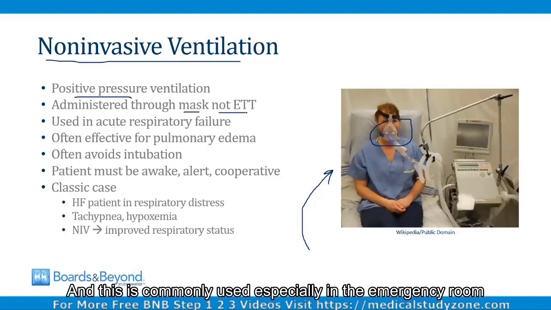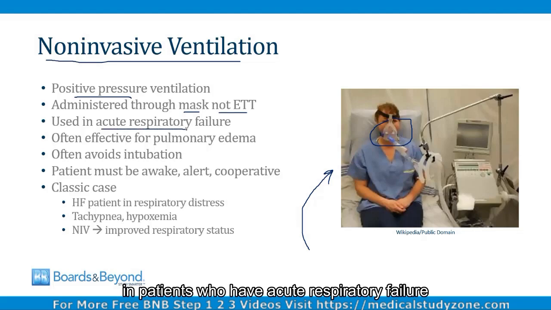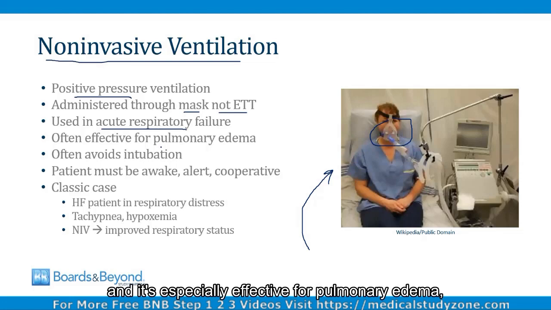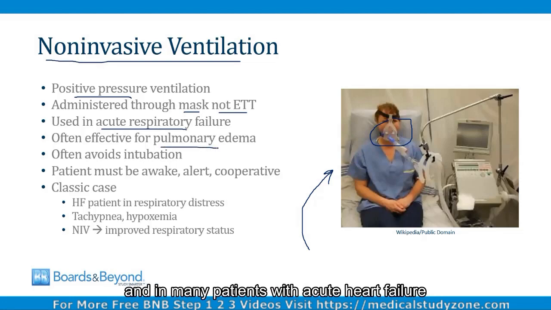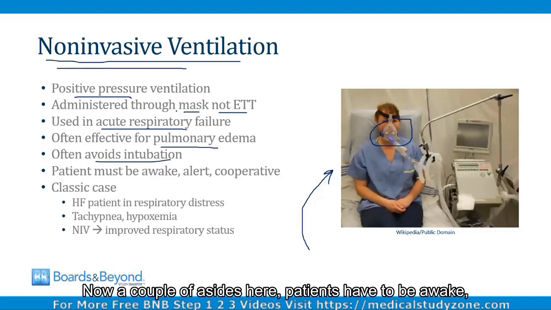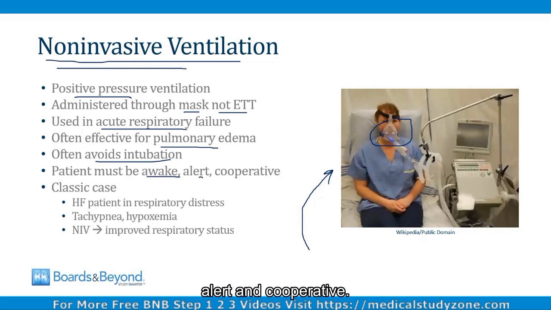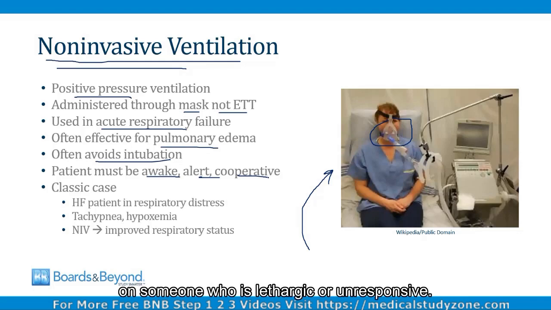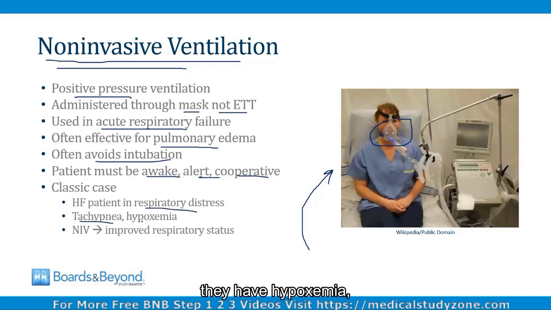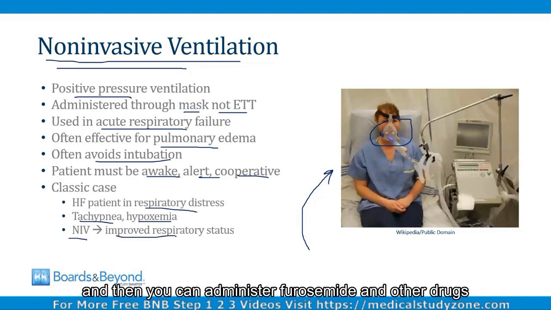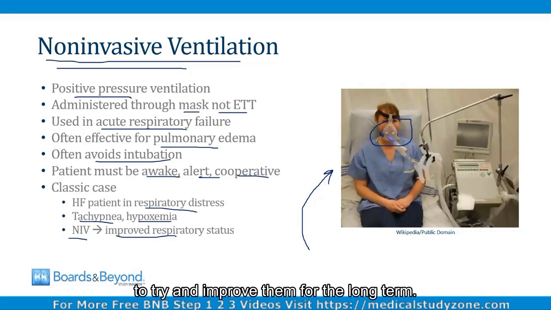And this is commonly used, especially in the emergency room, in patients who have acute respiratory failure, and it's especially effective for pulmonary edema. And in many patients with acute heart failure who have respiratory distress, if you place them on non-invasive ventilation, they will feel better and you can avoid intubating them. Now, a couple of asides here. Patients have to be awake, alert, and cooperative, so non-invasive ventilation cannot be used on someone who is lethargic or unresponsive. So a classic case is a heart failure patient in respiratory distress. They're tachypneic, they have hypoxemia. You place them on non-invasive ventilation and they have improved respiratory status, and then you can administer furosemide and other drugs to try and improve them for the long term.